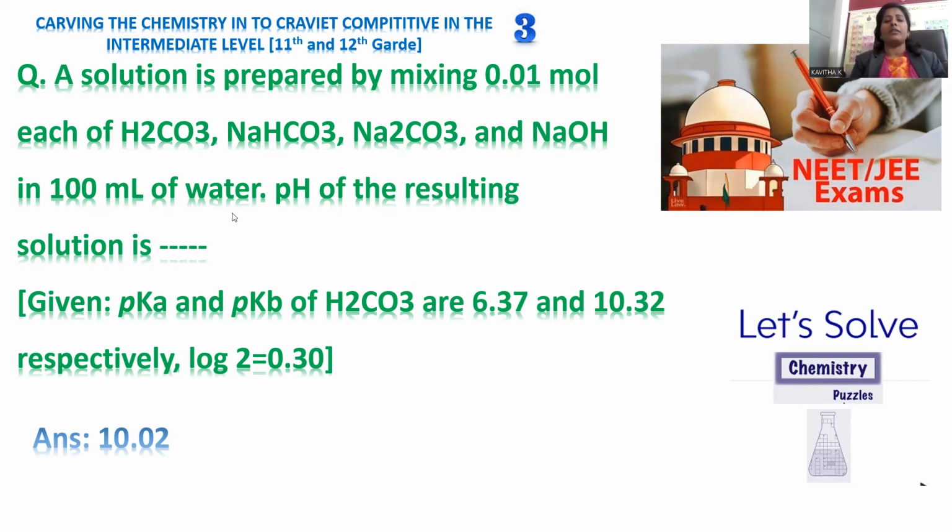Upon mixing all these in 100 ml of water, what is the pH of the resulting solution? Here you can clearly observe various natures. Some are mild, some are strong, some are acids, some are bases. If we mix all these in 100 ml of water, we need to identify the resulting pH. In order to find this, pKa and pKb values are provided. The pKa value for carbonic acid is given as 6.37, and the pKb value is given as 10.32. So pKa is for the strength of the acid, and pKb for the strength of the base. And the log 2 value is constant, that is 0.32. By using this data, we need to solve the given problem. The answer is expected to be 10.02. How can we get 10.02?